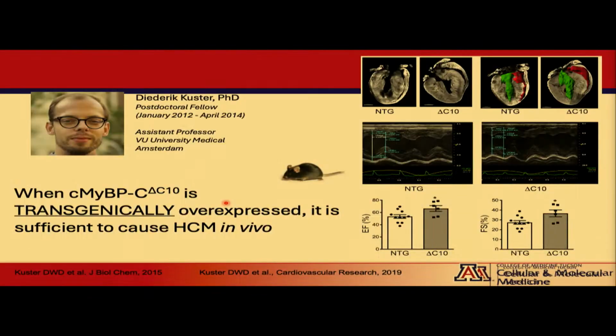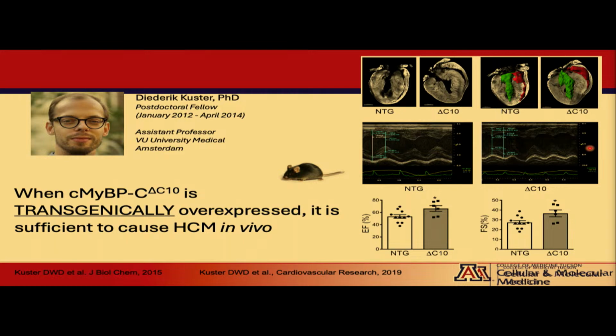Then we made the mouse model to overexpress the mutant protein. What happened if you express the mutant protein? The answer was, and I showed this slide yesterday, the mice with the mutant protein develop a clear hypertrophic cardiomyopathy phenotype at 3 to 6 months of age. You can see they have hypercontraction, the ejection fraction is increased, fractional shortening is increased, and they have a thicker ventricular wall and small chamber size, etc.